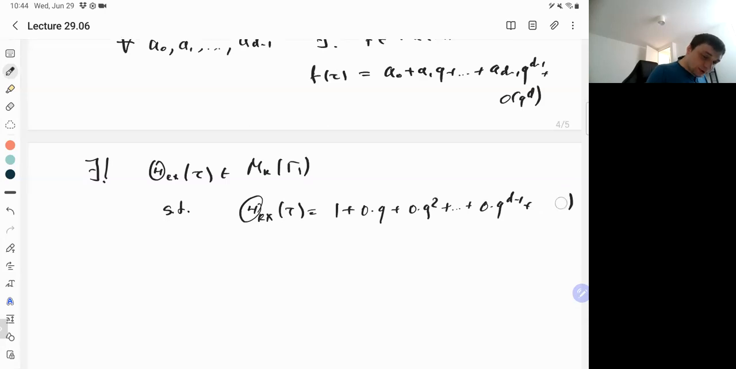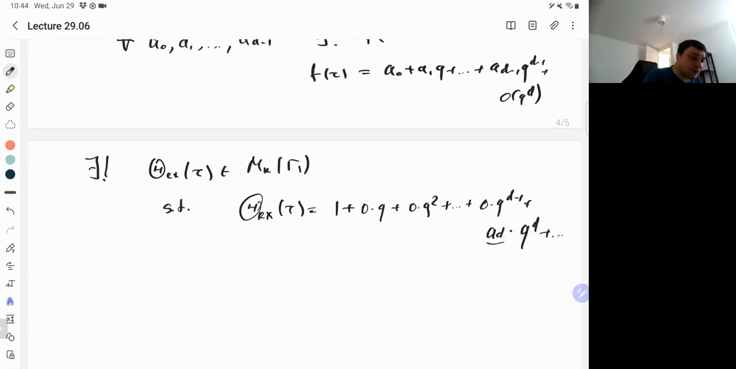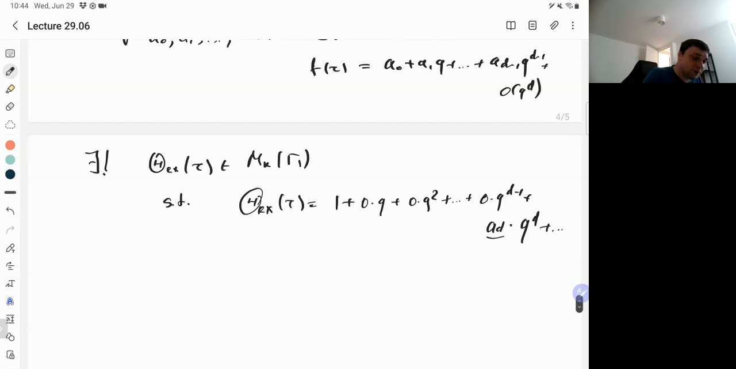So let me write what, in particular, there's also the D coefficient here. So this AD doesn't depend on... it's maybe a terrible notation because it depends on K. Maybe let me write it AK. So D is the dimension of M_K(Γ_1).